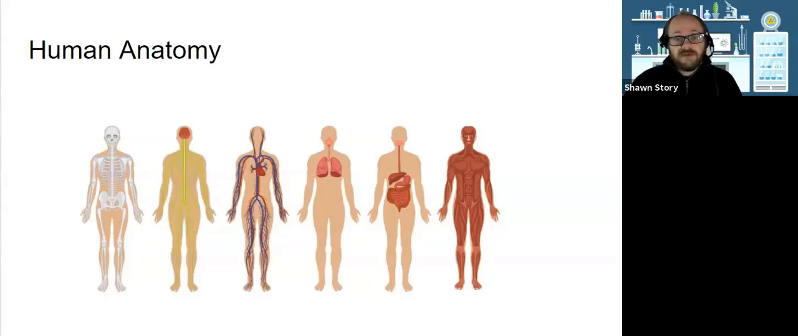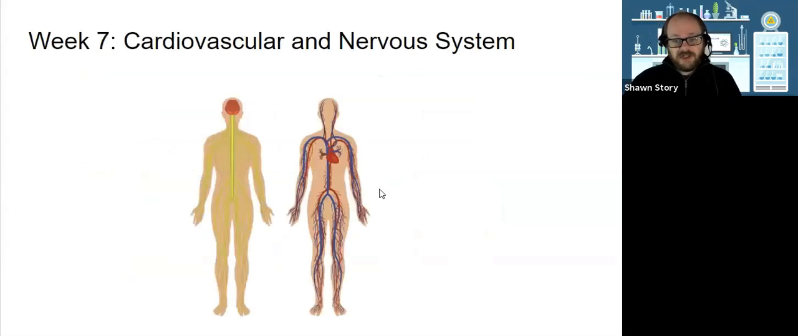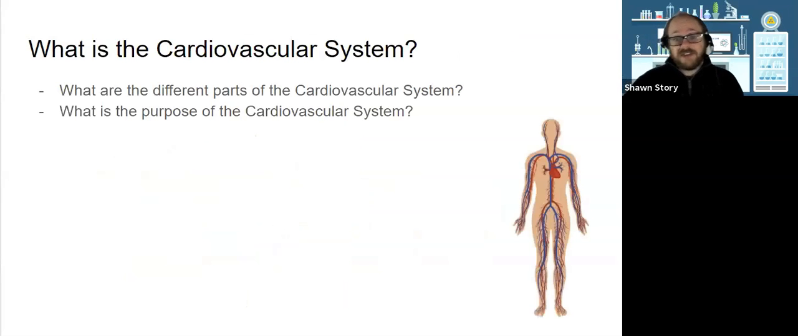All right, welcome to our next lesson on human anatomy. This is our third week, so we're focusing on parts of the body. We're focusing on the cardiovascular system and the nervous system today. So these are our two systems that we're focusing on today. So we're going to do the cardiovascular system first.